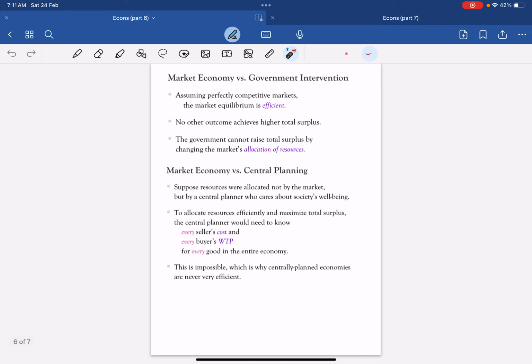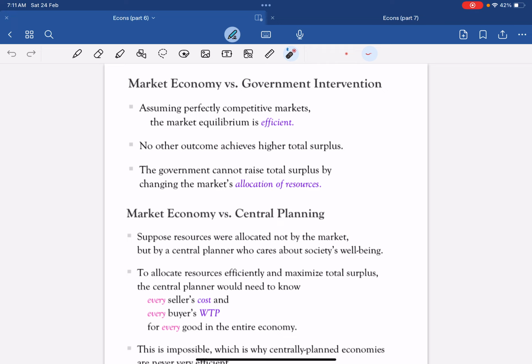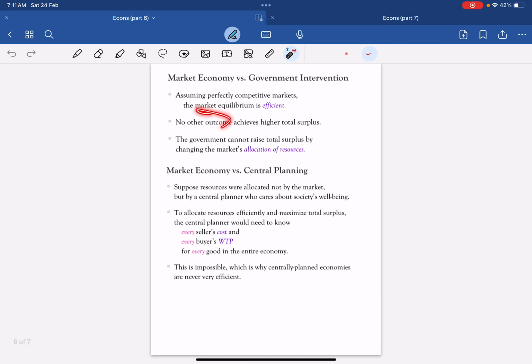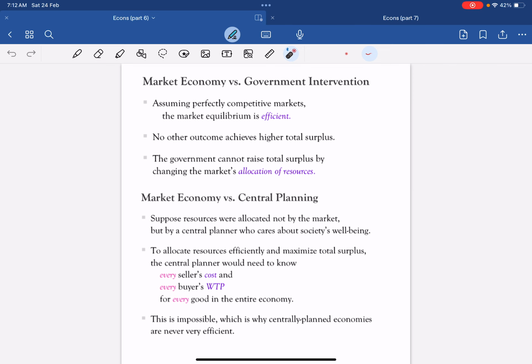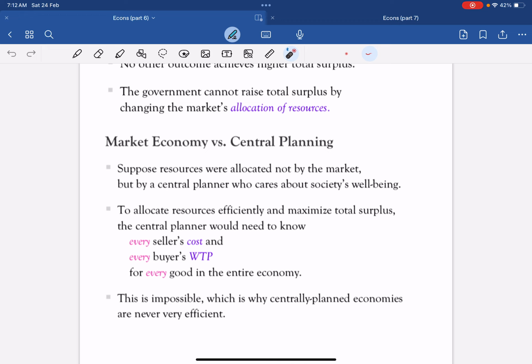For this part, now we realize that, assuming we have perfect competition in the market, so our supply and demand looks like that, we actually get our market equilibrium to be the efficient point, and no other outcome will achieve higher total surplus. So this is the market economy. You just leave it up to the buyers and sellers, and you actually see that the market equilibrium price that they achieve is efficient. And so government doesn't need to come in to change anything to increase society's well-being, because it is already efficient.